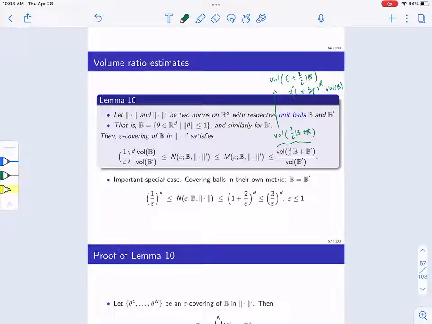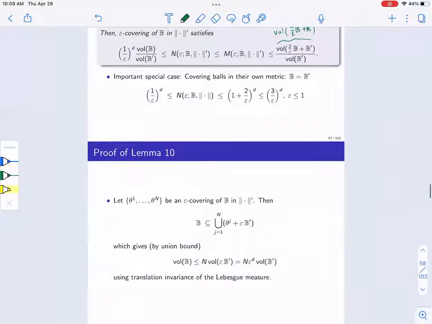So you can see the covering number of a d-dimensional ball in its own metric is exponential in D, but has this form like constant divided by epsilon to the D. That's the point. It's good to remember this. The proof is simple. Let's at least prove this upper bound, which we're going to show for the VC dimension. Suppose I have an epsilon covering of B. Actually, maybe we're going to show both.